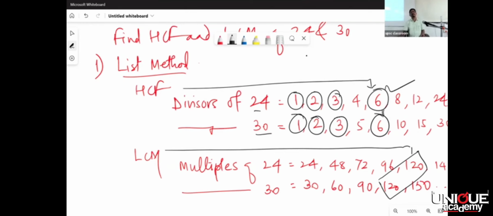The HCF of the given numbers is smaller than the numbers, no doubt, because these are divisors. What can be the maximum HCF of the given numbers? Whatever the numbers may be, the HCF cannot exceed the smallest of the numbers of which we are finding the HCF. In other words, for 24 and 30, whichever is the smaller number, the HCF does not exceed that smaller number. As well, the LCM is also not less than the greatest number. The LCM cannot be less than the numbers. Is it clear? Okay. So that is the list method we are getting.